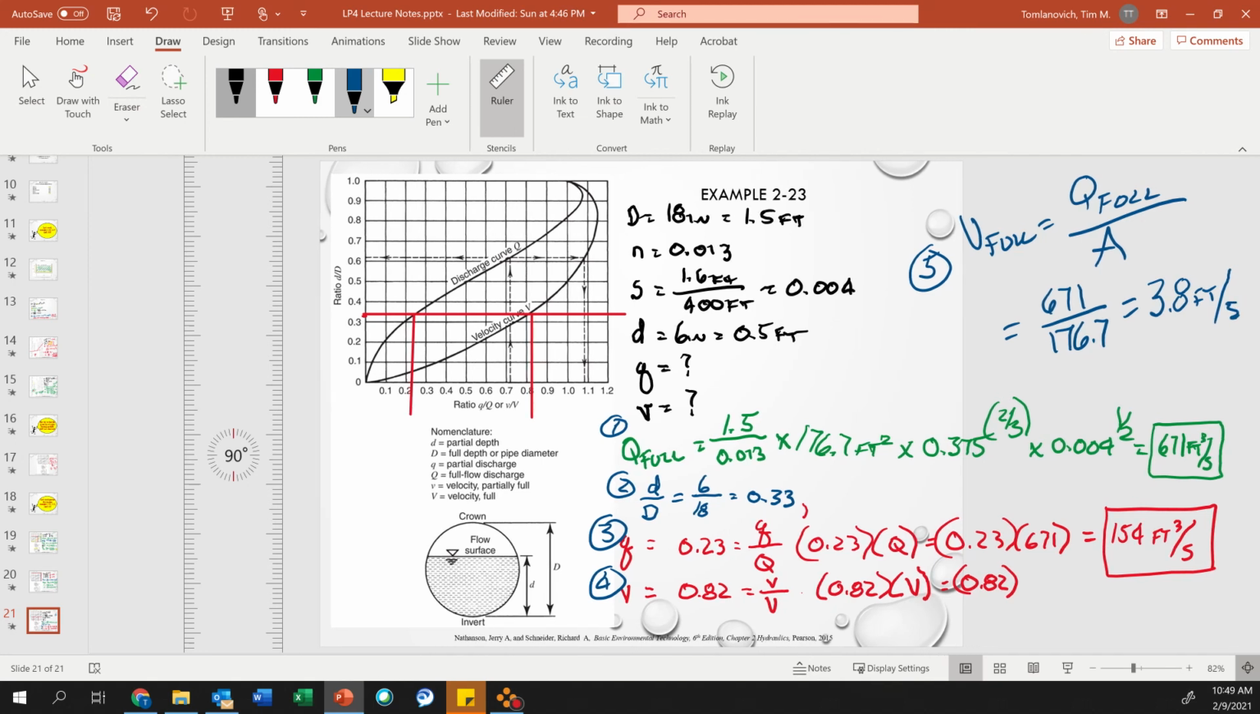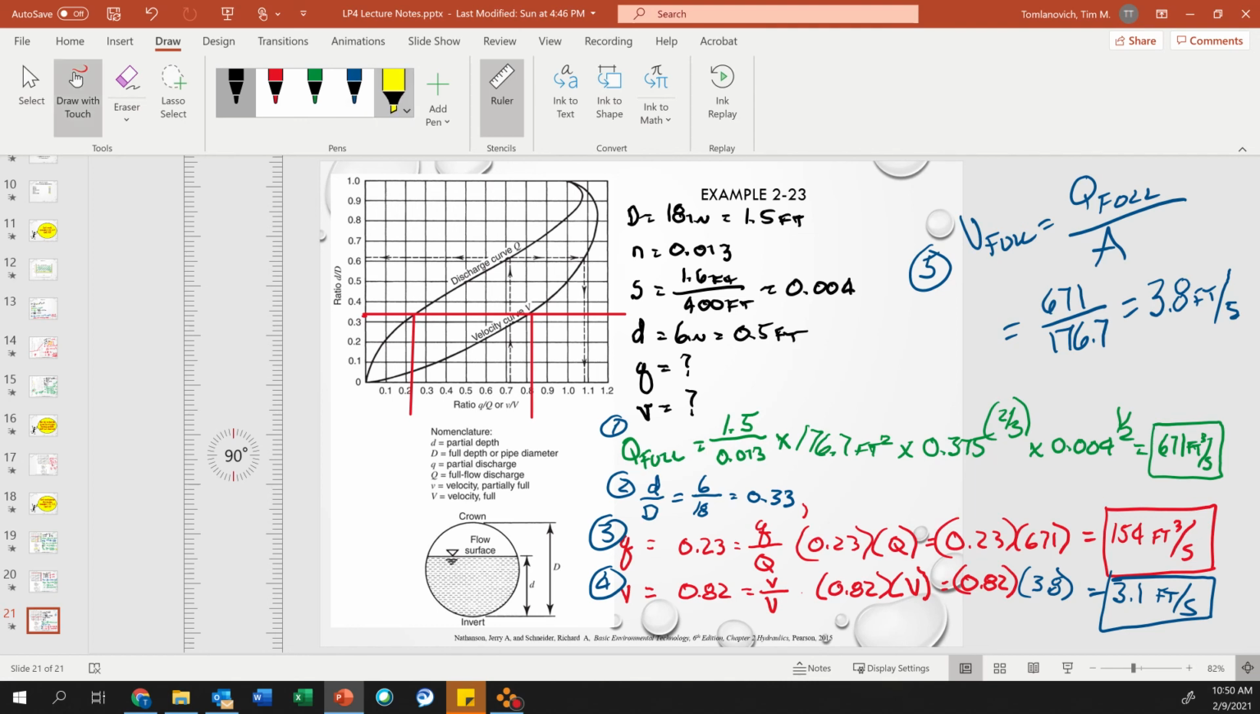So 0.82 times 3.8 equals 3.1 feet per second. That is my partial velocity at a depth of 6 inches in an 18-inch diameter pipe.